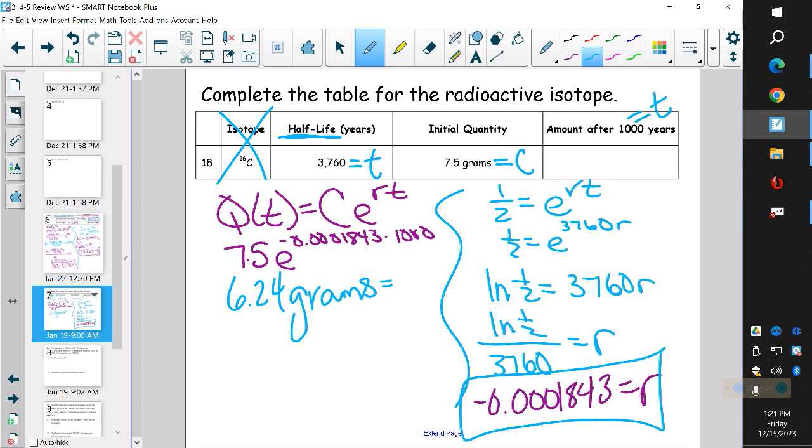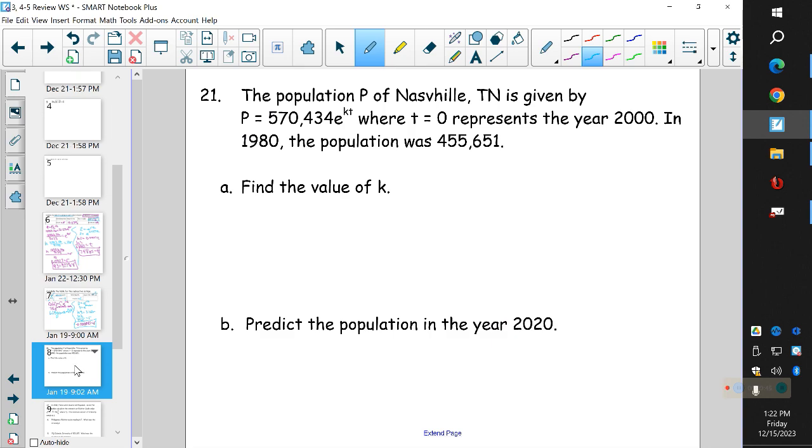And is that a logical amount left? Yeah. If it took 3,760 years to decay to half of the 7.5 grams, absolutely. That is an extremely logical answer for only after 1,000 years. Do we understand the isotope problems? Yes? Okay. Next is going to be our lovely little population problems.